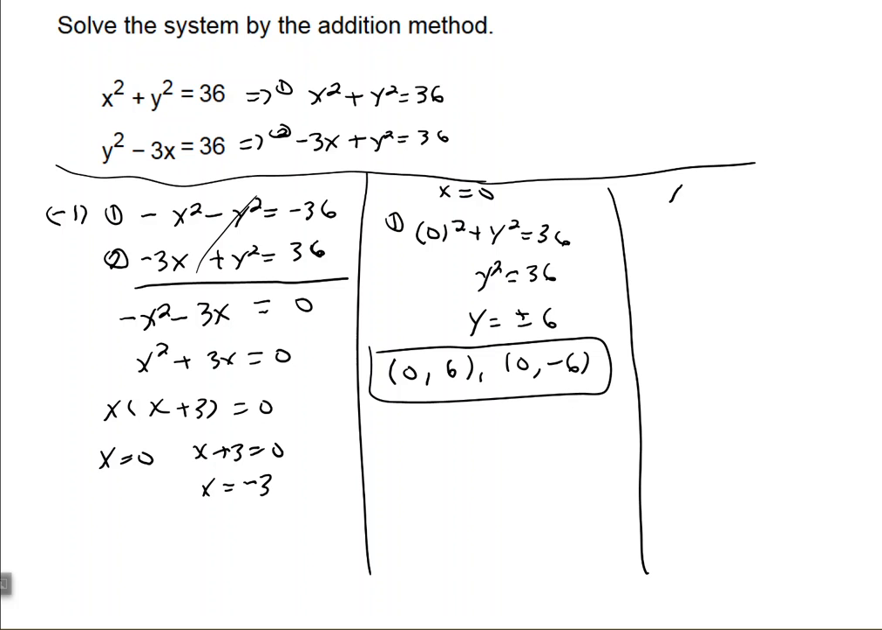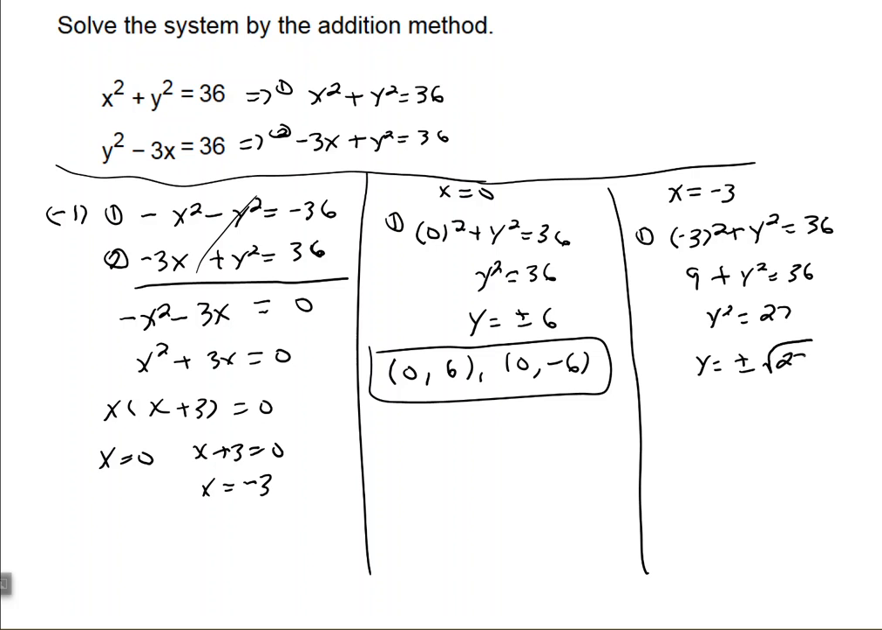All right, how about when x equals negative 3? Well, equation 1, we had x squared plus y squared equals 36. So negative 3 squared plus y squared equals 36. Negative 3 squared is positive 9. Subtract 9 from each side. And then find the square root of each side. So y equals positive or negative square root of 27.